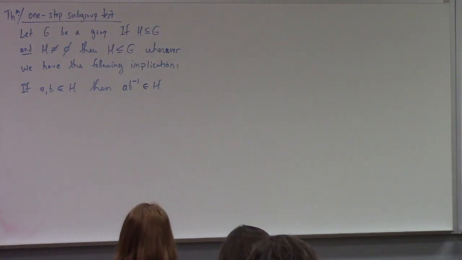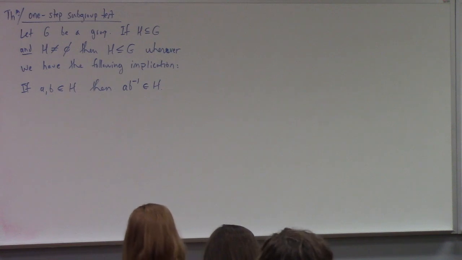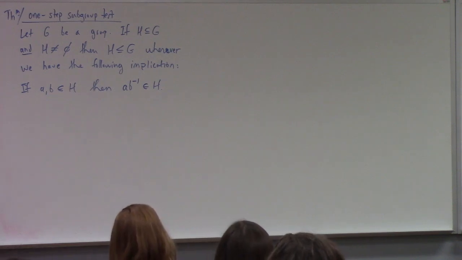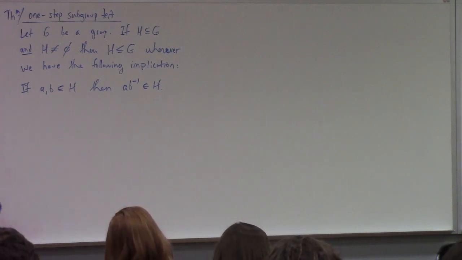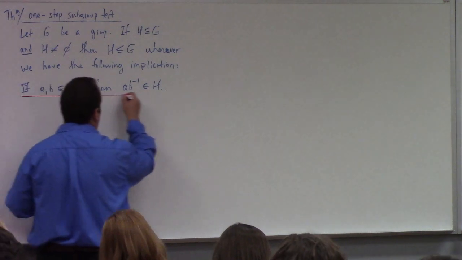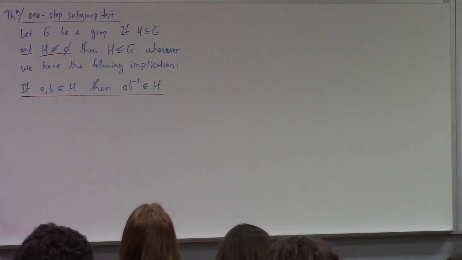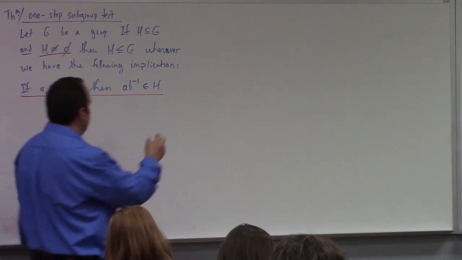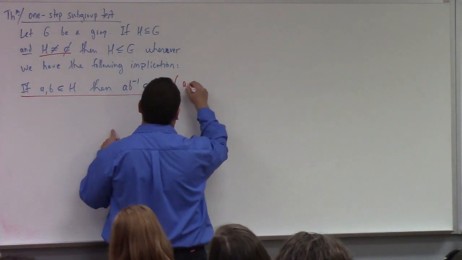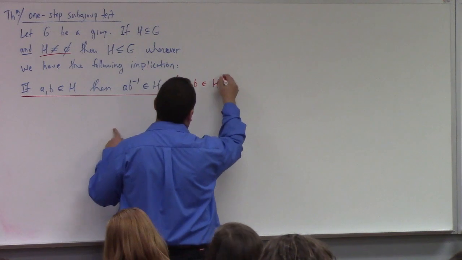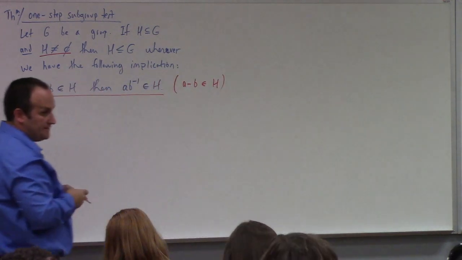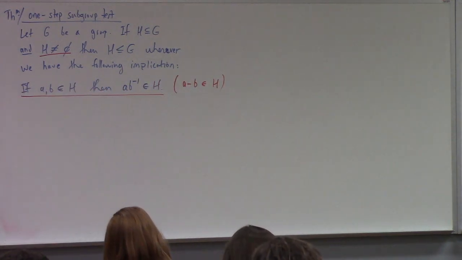So if you can show what I'm about to underline in red, if you can prove that that is a feature of your alleged subgroup, then in fact it is actually a subgroup. But we also do need that it's non-empty. Right? Now in additive notation, what's this look like? A minus B in H, right? If we were working with an additive group, that's what that would look like. So here's the proof.